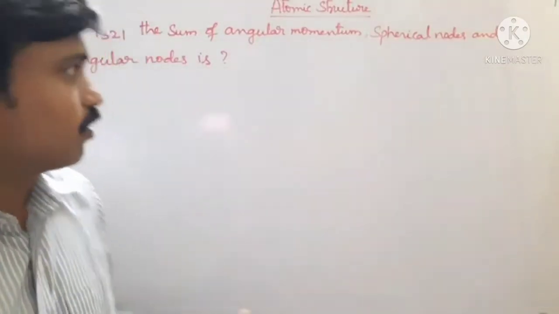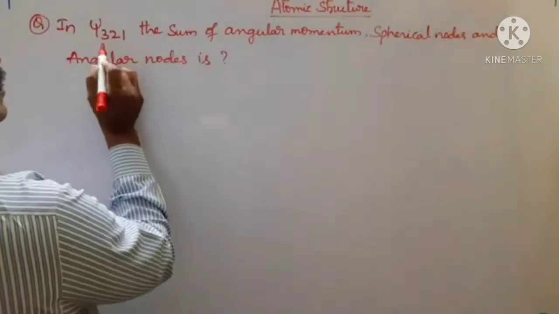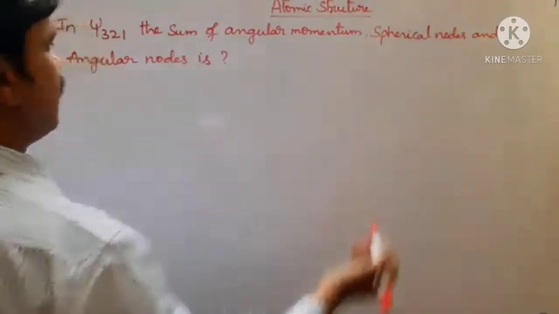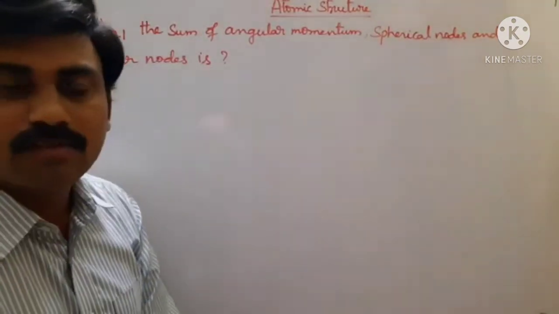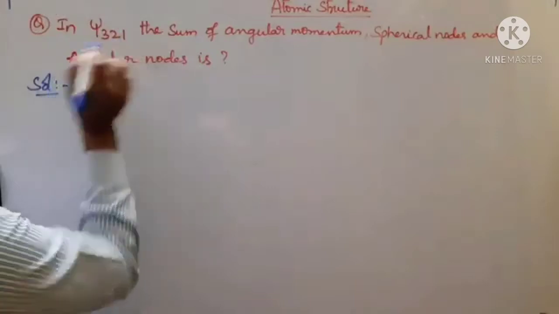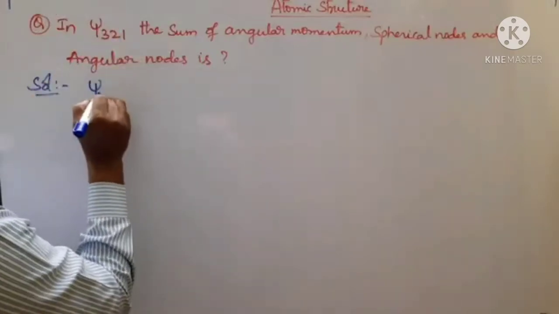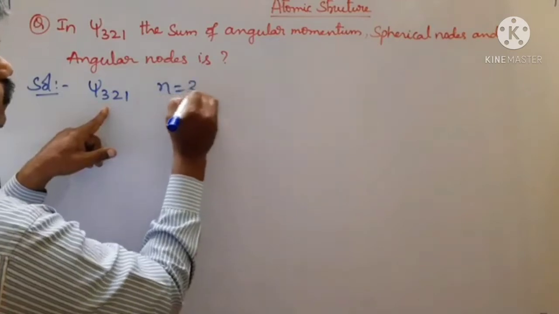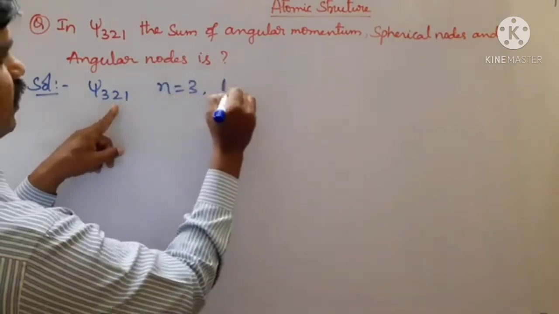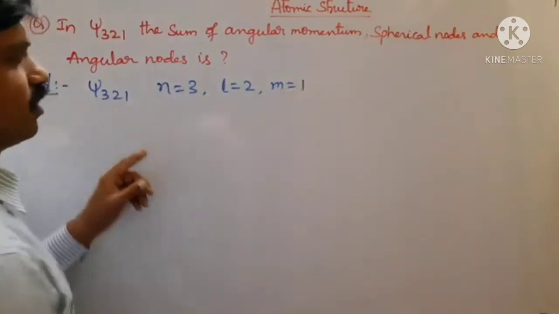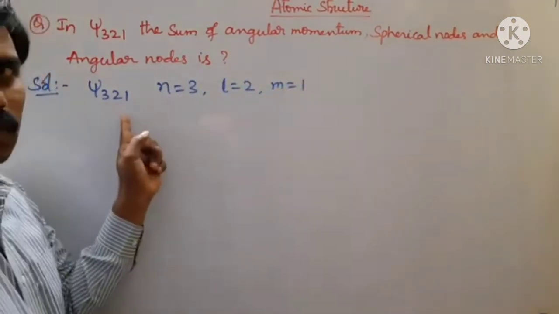Look at the next IIT problem. In psi 321, the sum of angular momentum, spherical nodes and angular nodes is. For calculating this problem, once again look at psi 321. Psi 321 means principal quantum number n equal to 3, azimuthal quantum number l equal to 2 and magnetic quantum number m is equal to 1. This is the meaning of psi 321.